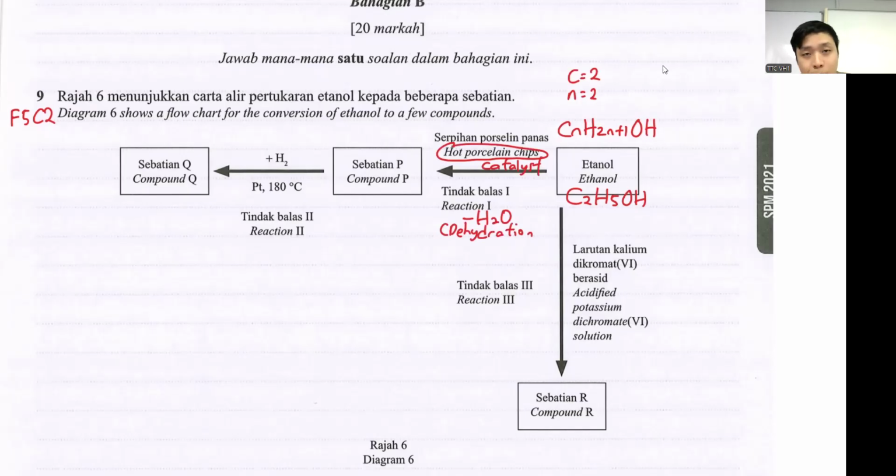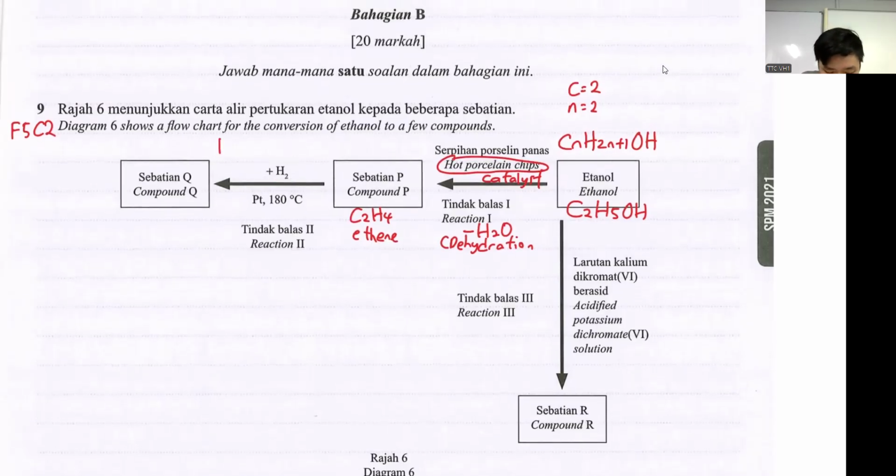C2H5OH minus water means minus 1H minus 1OH. Then you will be left with C2H4, which is ethene. Compound P is ethene. Then ethene adds hydrogen. Adding hydrogen is called hydrogenation, with platinum and 180 degrees Celsius. It can be platinum, it can be nickel. So to add hydrogen, C2H4 plus H2, you get C2H6. This is ethane.